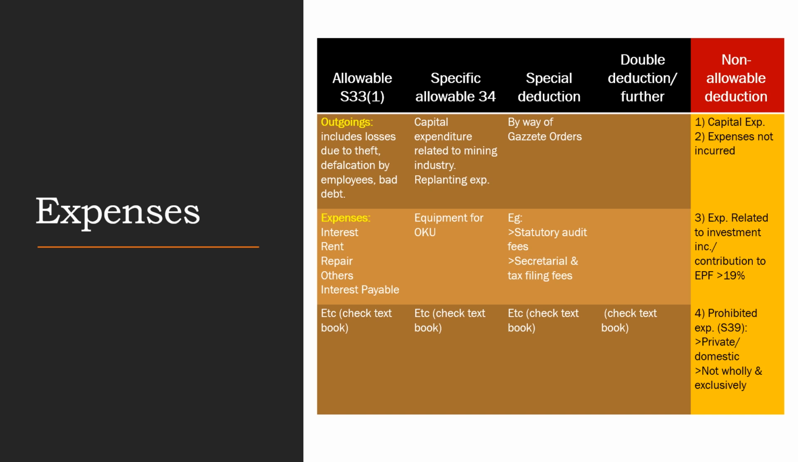Special deduction. Special deduction is not mentioned in the act, but it is given by way of gazette orders. For example, because government would like to encourage certain things, they give this as a deduction. But the example I put here is not the government encouraging, but government making it compulsory for the company to do this, therefore they provide the special deduction, for example the statutory audit fees and the secretarial and tax filing fees.